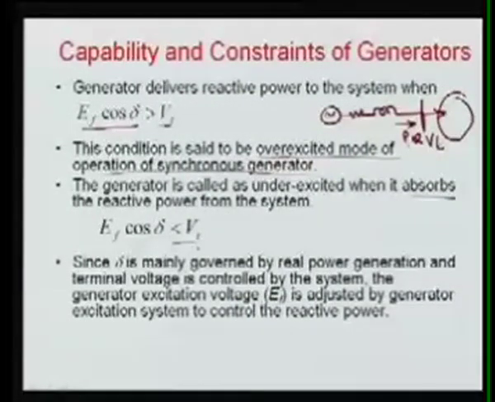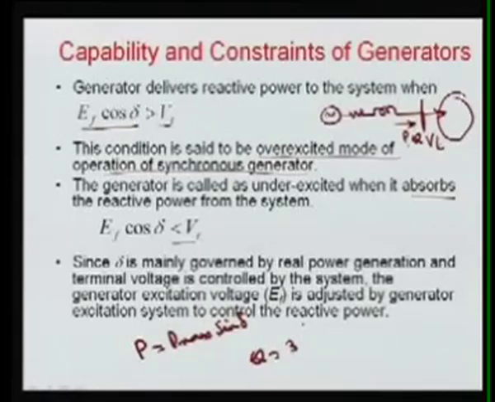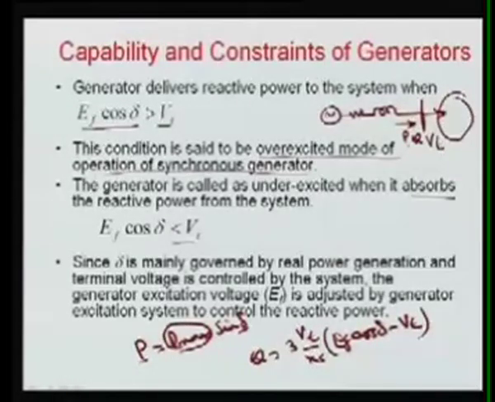So we can see a very good relation: our real power is P max sin delta, and your reactive power is 3 times Vt upon Xs, times EF cos delta minus your terminal voltage Vt. So this delta is the governing criterion for the real power. Why? Because this P max depends on the multiplication of the terminal voltage and the excitation voltage, so we have a limitation on the terminal voltage as well as the excitation voltage.